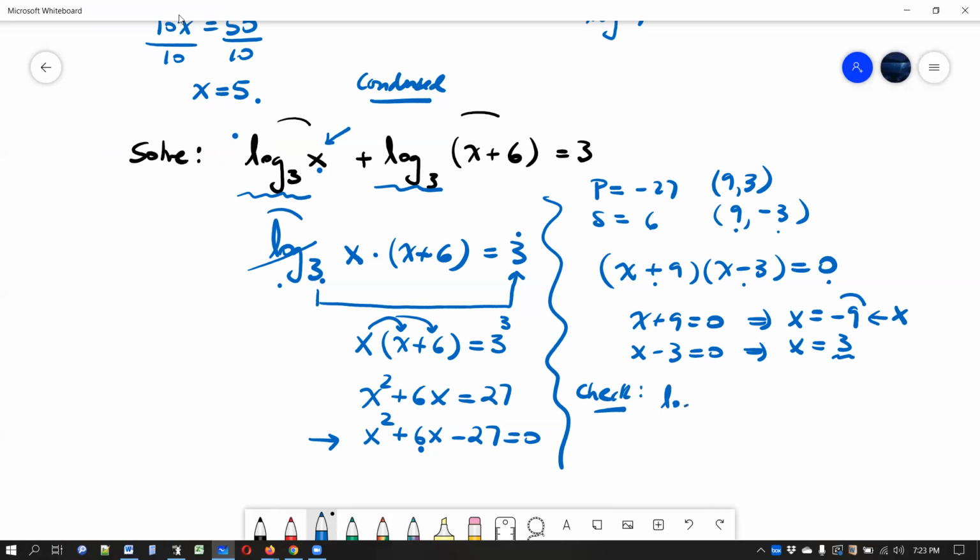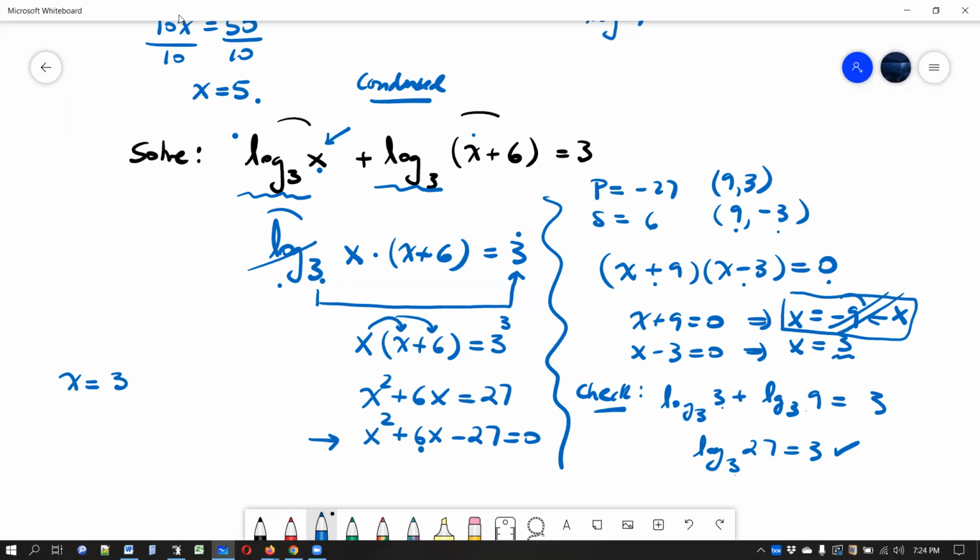This other one is a possibility. So we can check that one, and I think that one is going to work. Check: log base 3 of 3 plus log base 3 of 3 plus 6, which is 9, equals 3. Well, by the properties of logs, this is log of 3 times 9, 27, equal to 3. Yeah, that checks, right? Because 3 to the third power is 27. So my only solution in this case is x equals 3. You must remove the other one, and if this is an exam, you must indicate that this is the final solution only.